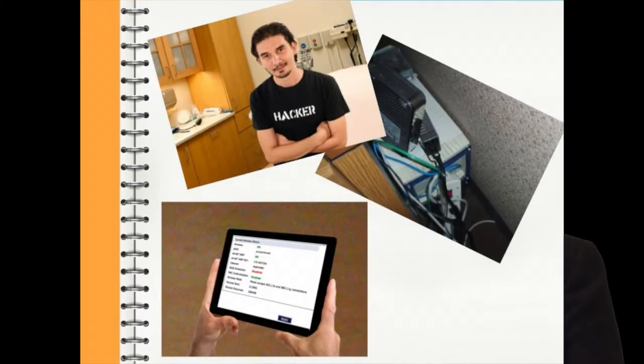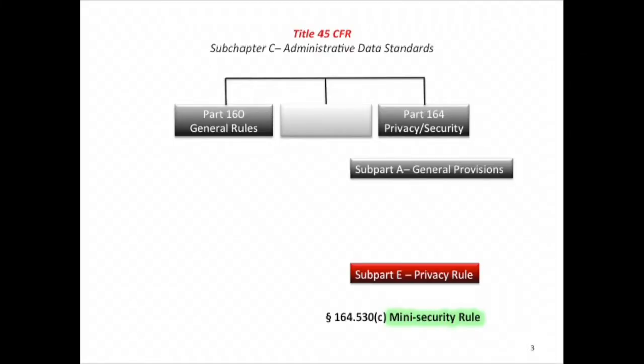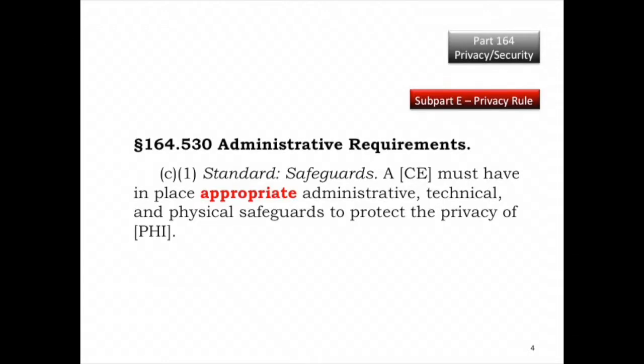This tutorial will cover the flexibility rule. It allows providers to choose the best security measures for their organization. The privacy rule includes a mini-security rule that requires general safeguards. The mini-security rule simply required appropriate safeguards for PHI.